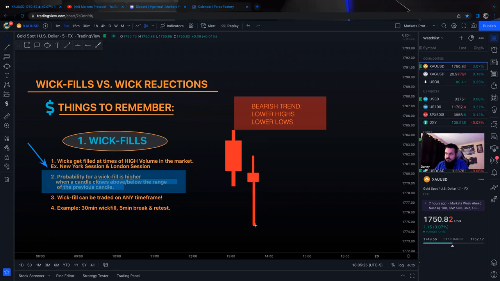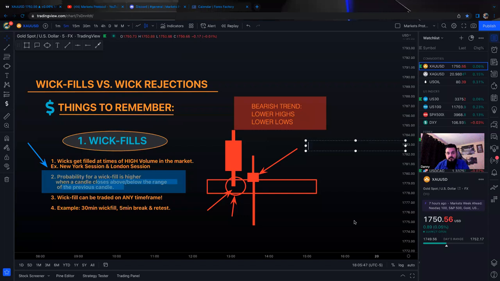Now, if you look at closures like this in the market, what do you see? This is a range on the previous candle. Did this candle right here close below the range of the previous candle? It did not close below the range. It closed bearish, but it did not close below the range of the previous. So what is the probability now? If you remember, the probability over here is going to be lower. Ladies and gentlemen, looking at 70% to 80% probability.